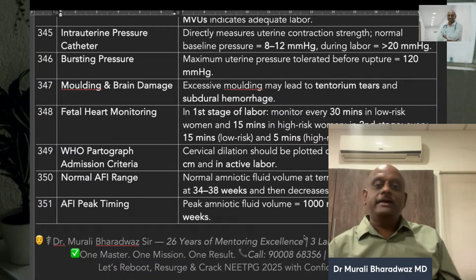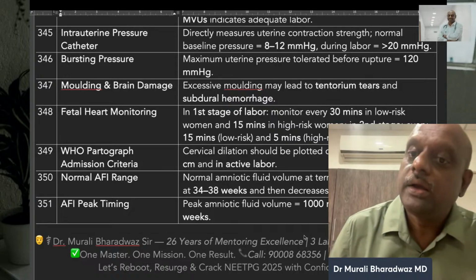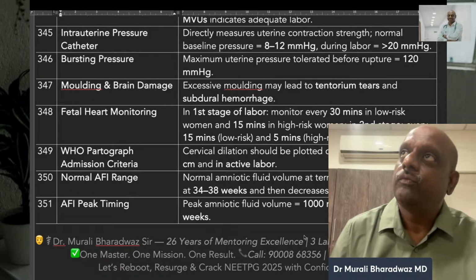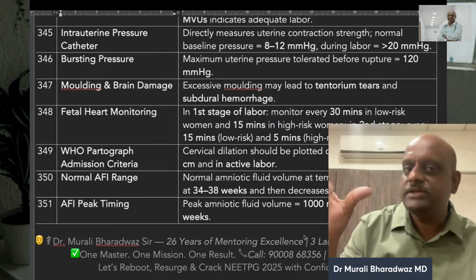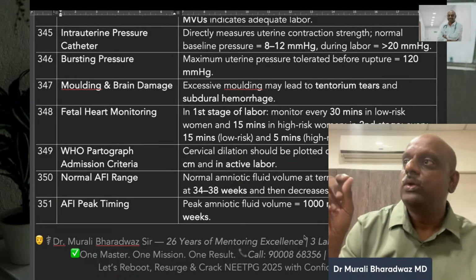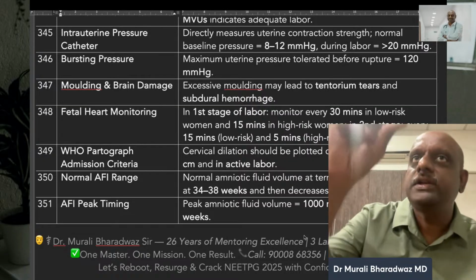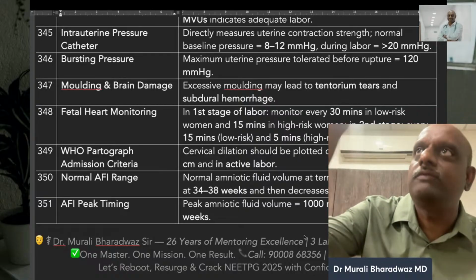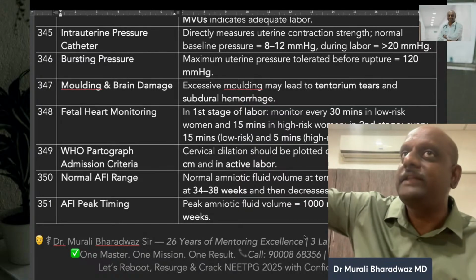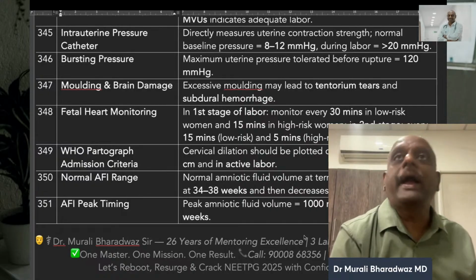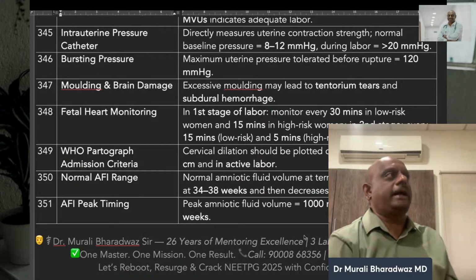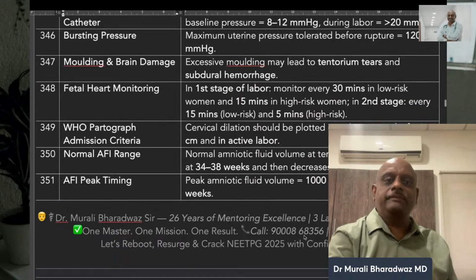That's the reason this guideline is there. Right? Then, when will you start plotting? There will be a graph. How is the cervical dilatation happening? Only when the dilatation is more than 4 centimeters, then onwards you will start plotting every 1 hour whether it increased or not. That is during the active labor that we do that. Okay?